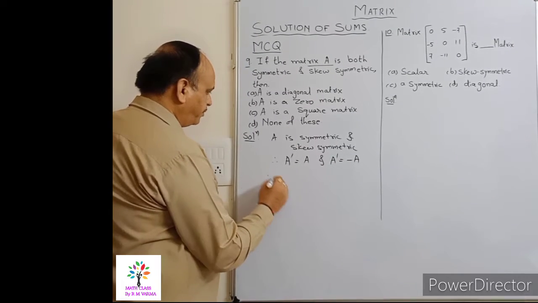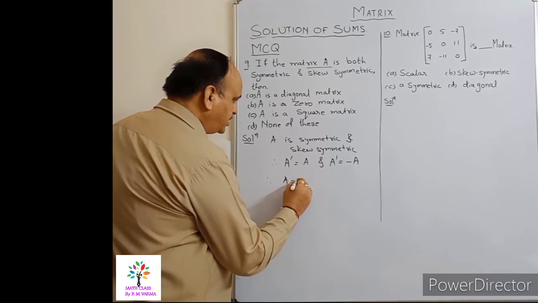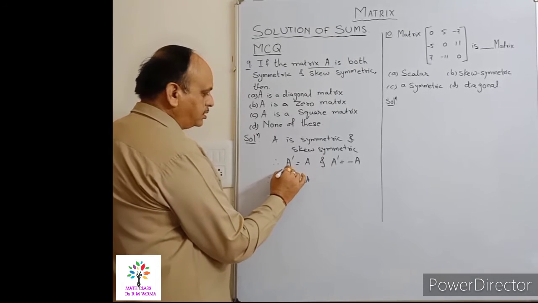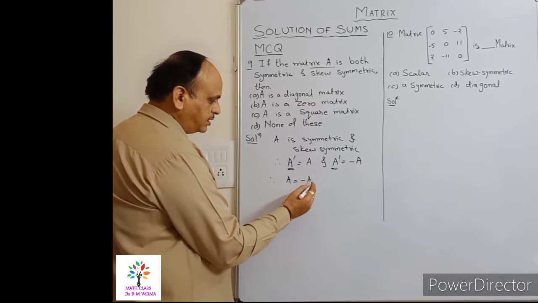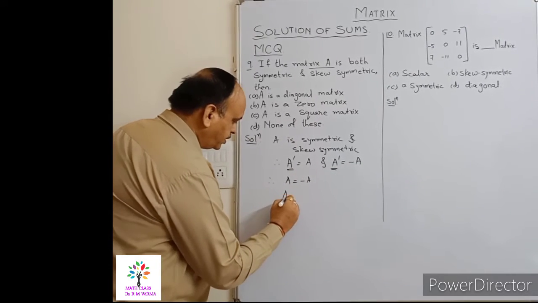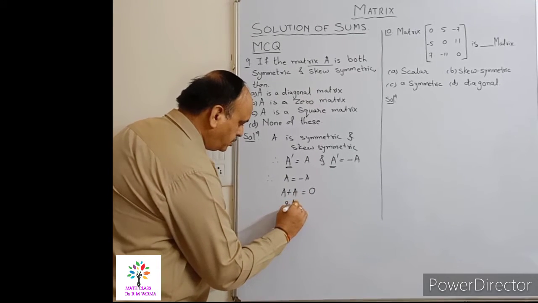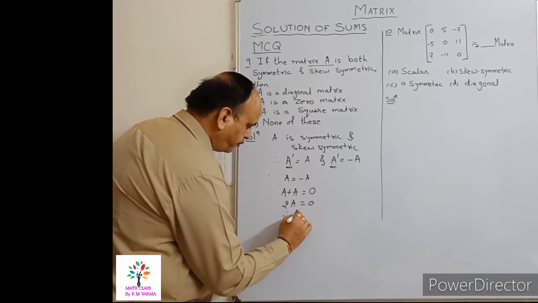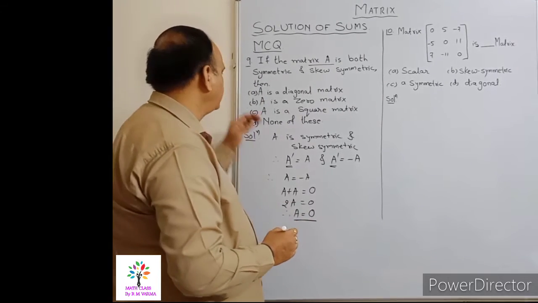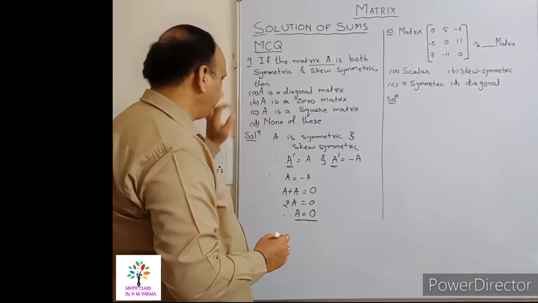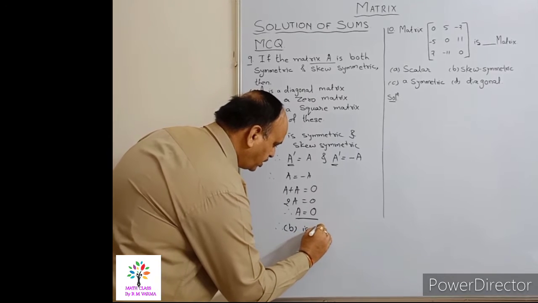Therefore, from here I can write A equals minus A, because A transpose and A transpose are both same. So A equals minus A. Take this minus A on the other side. So A plus A equals 0. This becomes 2A equal to 0. Therefore, A equal to 0. That means your matrix A is a zero matrix. That is option B. Therefore, option B is your correct answer.